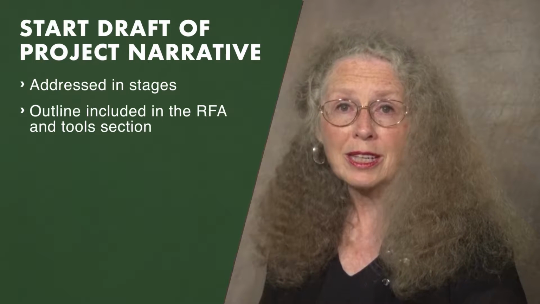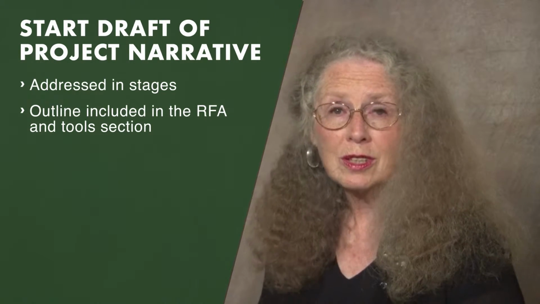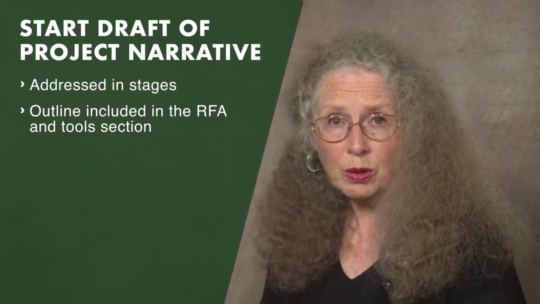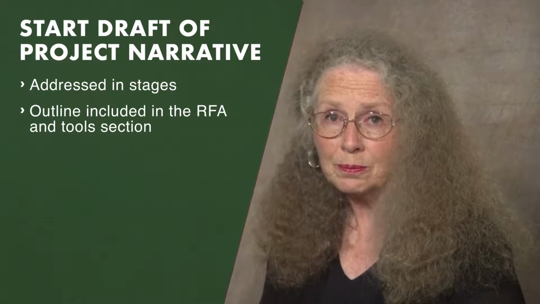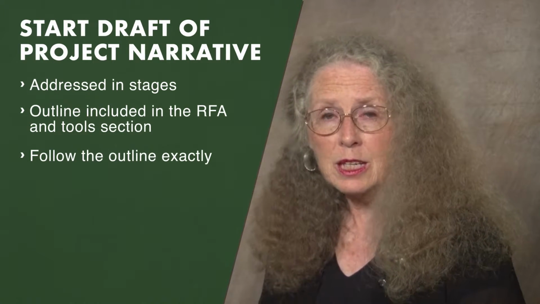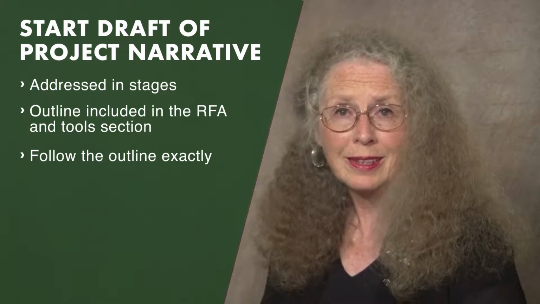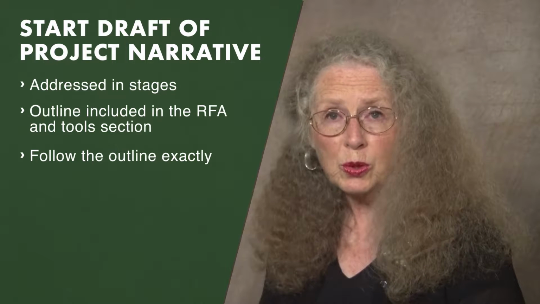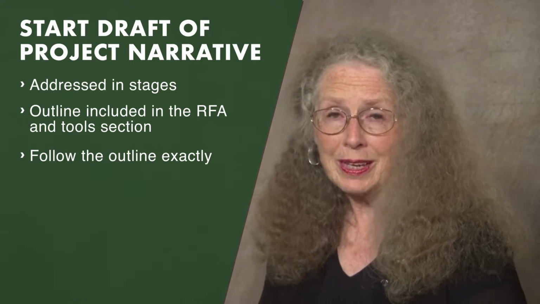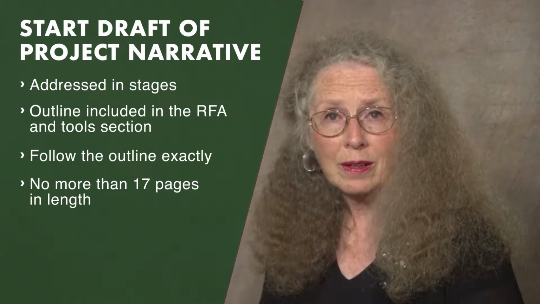An outline for the project narrative is included in the RFA, and a simplified version of that outline can be found in the Tools section of this tutorial in Microsoft Word format. It's important that you follow the outline exactly. This practice makes it easier for busy reviewers to find pertinent information and also helps you assure that you have addressed all requested content. Ultimately, the project narrative will be no more than 17 pages long.